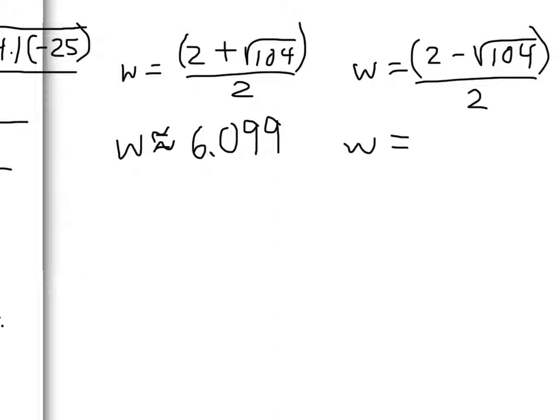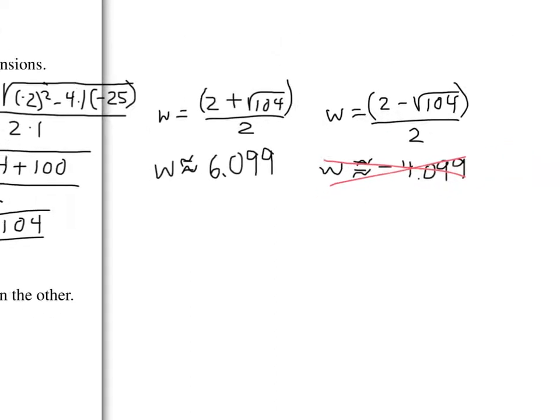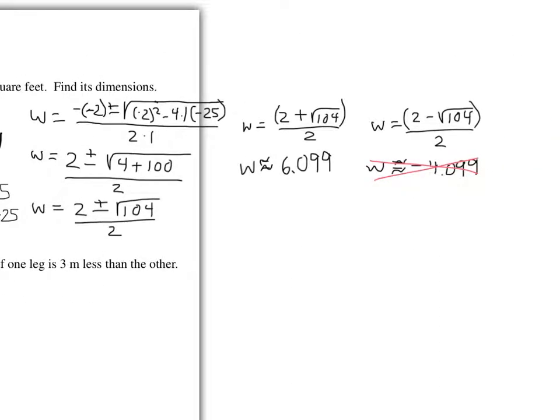For the other one, I'm getting negative 4.099. Did you get that? Approximately. How do you feel about a width of a rectangle being negative 4.099? I don't like it. We have to cross that answer off. So, what do we have as a solution?